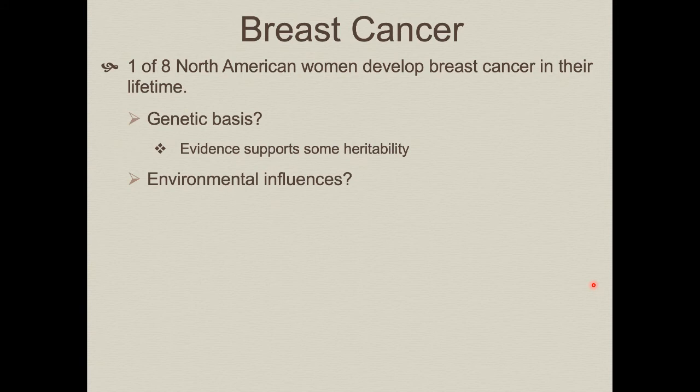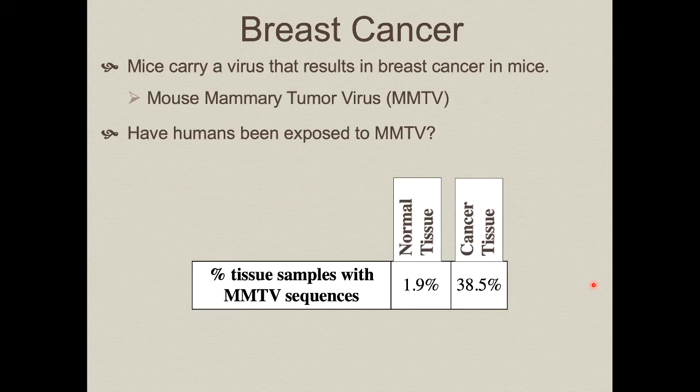Breast cancer is an illness that has a genetic basis in some cases. There's strong evidence to support heritability of this, so that certain female lineages and even males can get breast cancer. A good friend of mine had breast cancer. So we know that there is a heritable basis for this, but there could also be environmental influences as well. Turns out there is a mouse that carries a virus that, if it infects human tissue, can also increase the potential of those hosts of developing breast cancer.